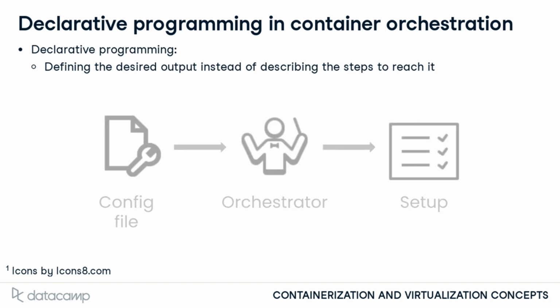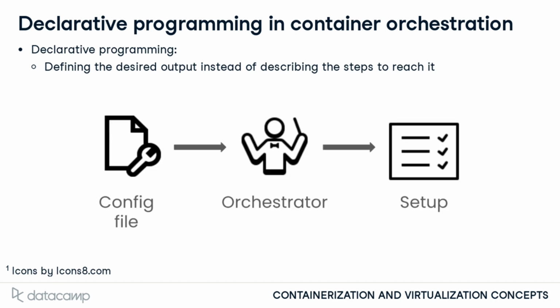Developers write a configuration file that specifies details such as where to locate container images, how to establish communication between containers, and how to allocate container storage. The container orchestrator uses this config file to automatically achieve the desired setup.